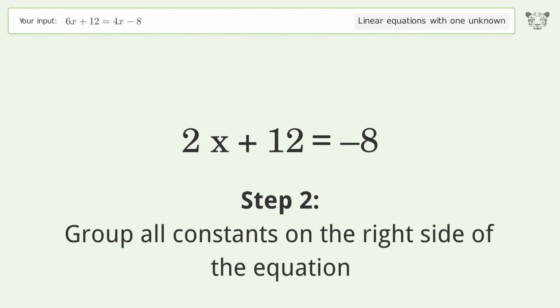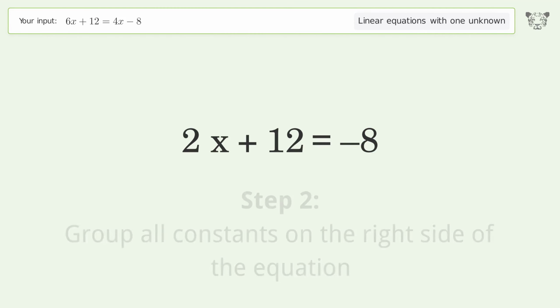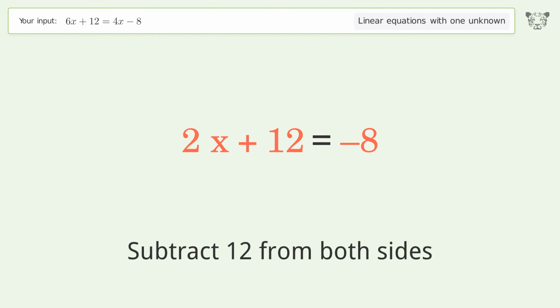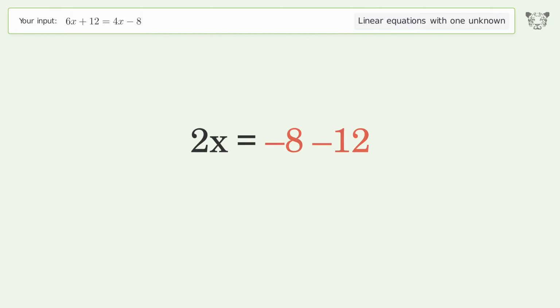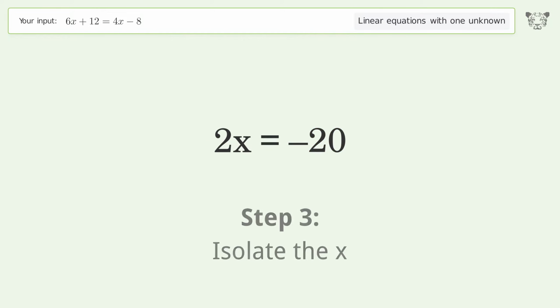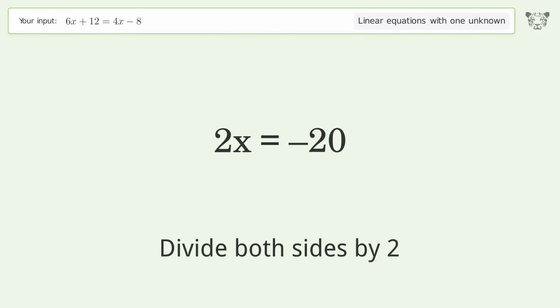Group all constants on the right side of the equation. Subtract 12 from both sides. Simplify the arithmetic. Isolate the x. Divide both sides by 2.